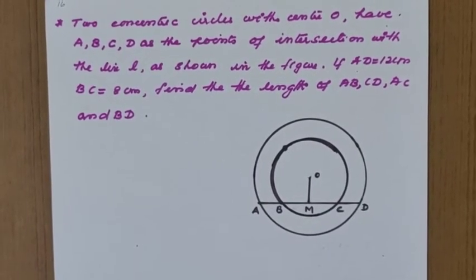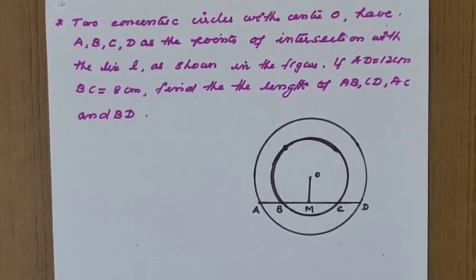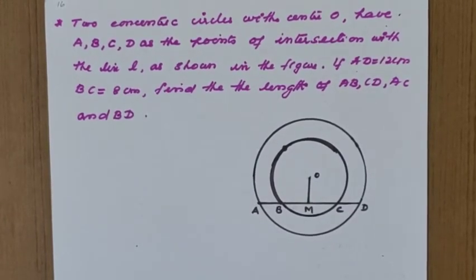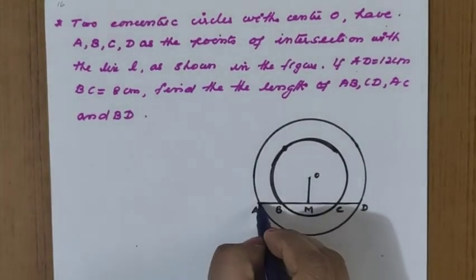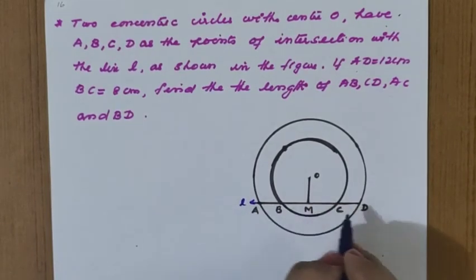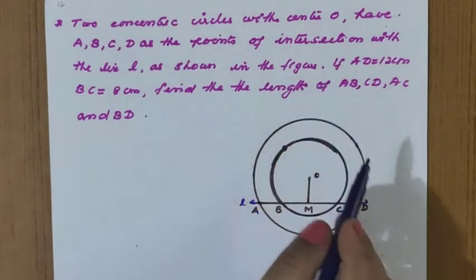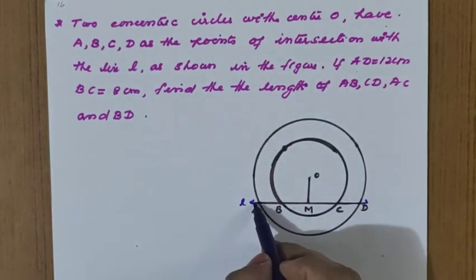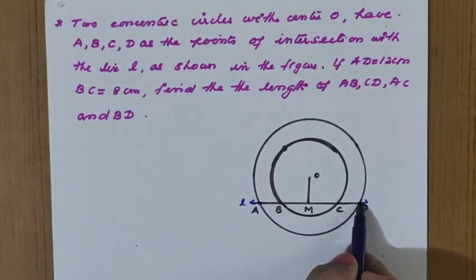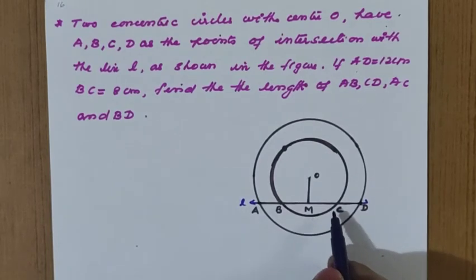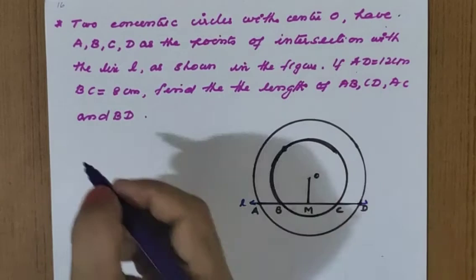Two concentric circles with the center O have A, B, C, D, the points of intersections with the line L as shown in the figure. So, here this line should be extended L. Okay. Next, if AD equal to 12, the longest chord is equal to 12 centimeter, BC equal to 8 centimeter, find the length of AB, CD, AC and BD.